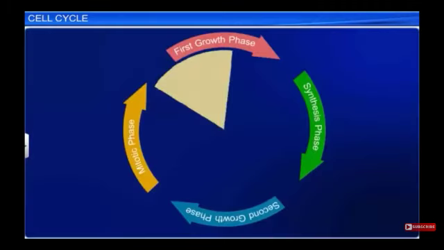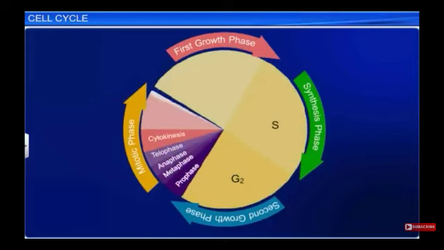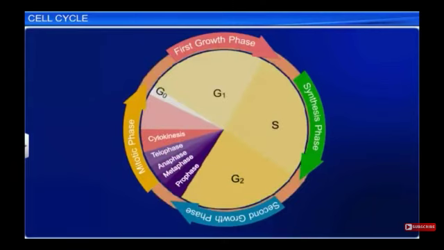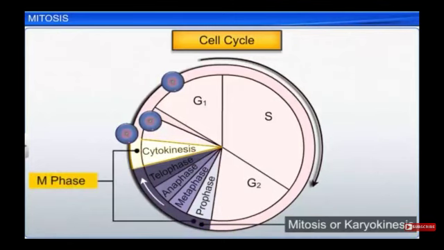In living organisms, the cell cycle is a series of events that leads to the duplication of the cell and division, resulting in the growth of organisms. Mitosis or karyokinesis along with cytokinesis defines the mitosis phase of the cell cycle.